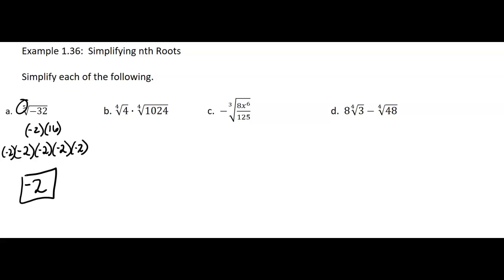All right, this next one is a fourth root. Well, you've got 1024 here. Now, I could see if 4 goes into 1024. Let's see if it does. 1024. So this is old-fashioned division here. Oh, my goodness.